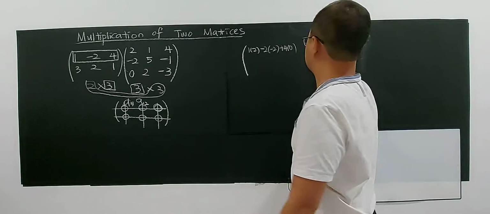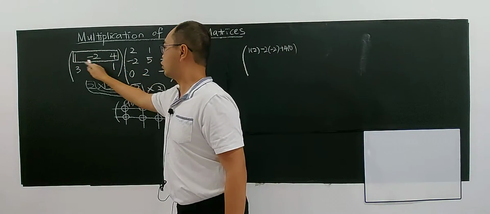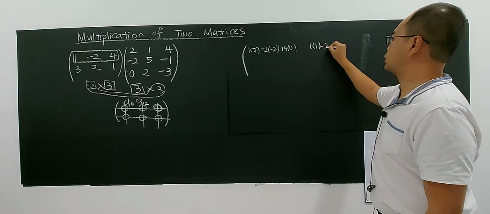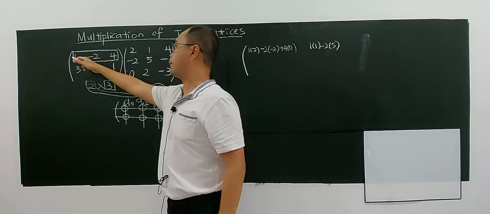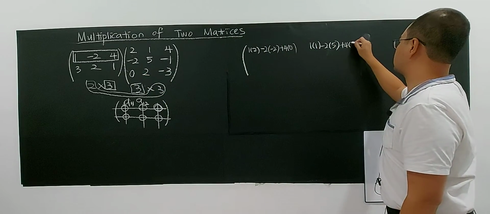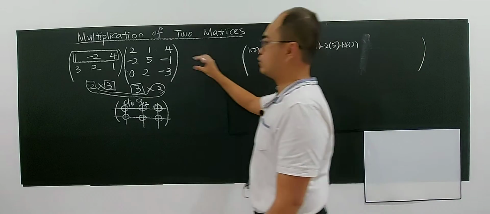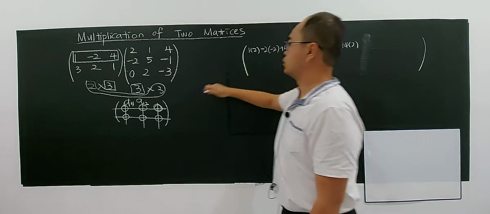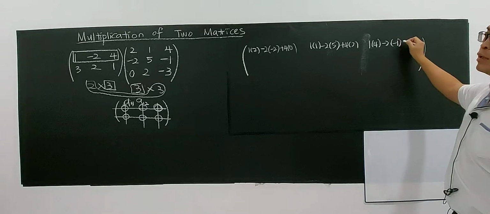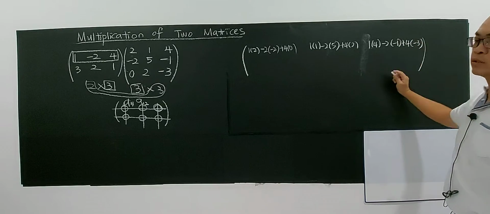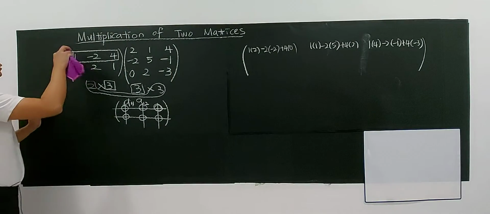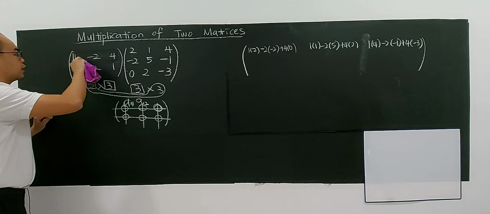So let's move on to this element, which is the first row and the second column. 1 times 1, minus 2 times 5. It's actually plus, because plus negative becomes negative. 2 times 5, plus 4 times 2. For this, same thing, the first row goes with the last column: 1 multiplied with 4, minus 2 multiplied with negative 1, plus 4 multiplied with negative 3. So the first row has finished its duty.